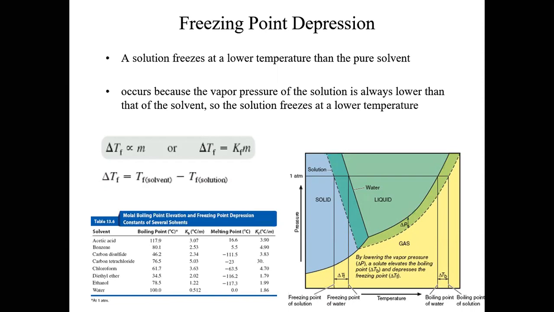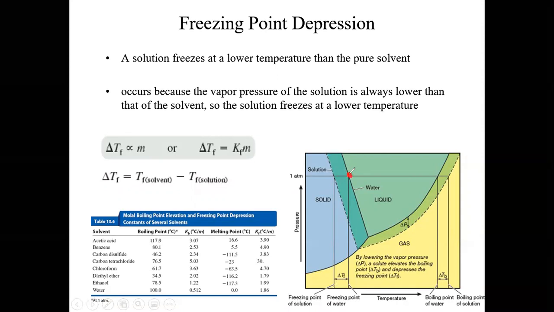And this goes back to Raoult's law, because all these laws are kind of interdependent. When you add a solute to a solvent, it lowers the vapor pressure of the solution. So now the solution freezes at a lower temperature than the pure solvent.